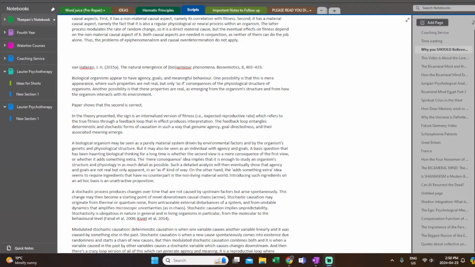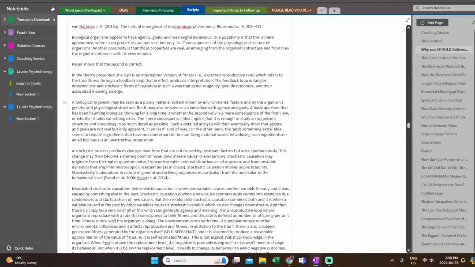So I think that's what it means by meaning here. Okay, a biological organism may be seen as a purely material system driven by environmental factors and by an organism's genetic and physiological structure. So that's just like pure determinism. But it also may be seen as an individual with agency and goals. Okay, so how do you meld these two things together?